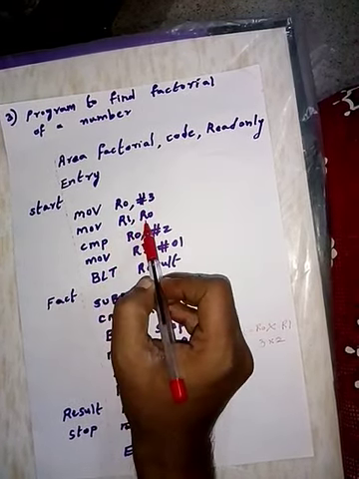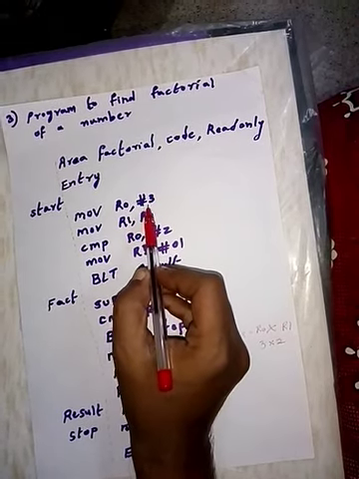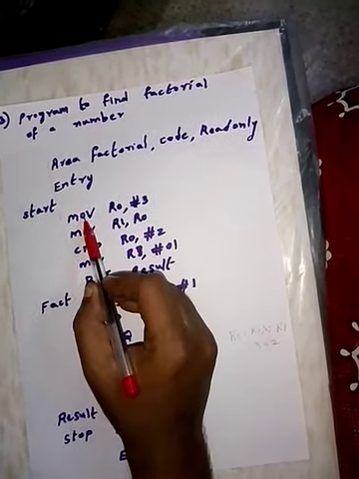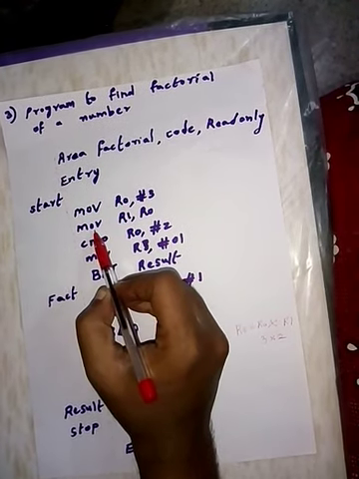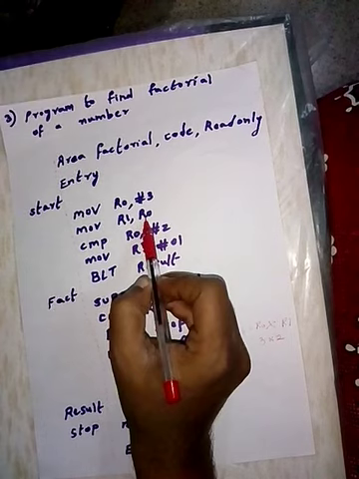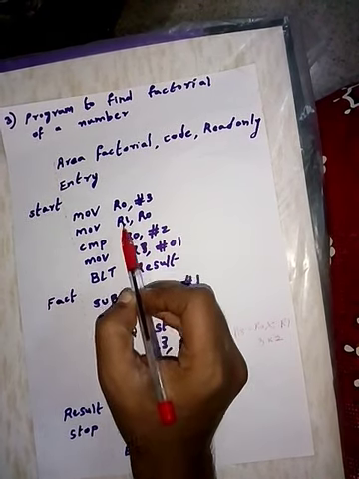MOV R1, R0. That means the 3 which is moved into R0. The MOV instruction will store this 3 in R0. Now with this MOV instruction, the R0 value, which is 3, will go to R1.